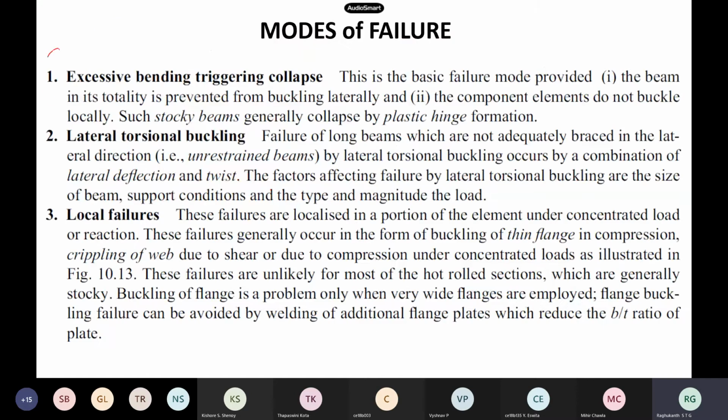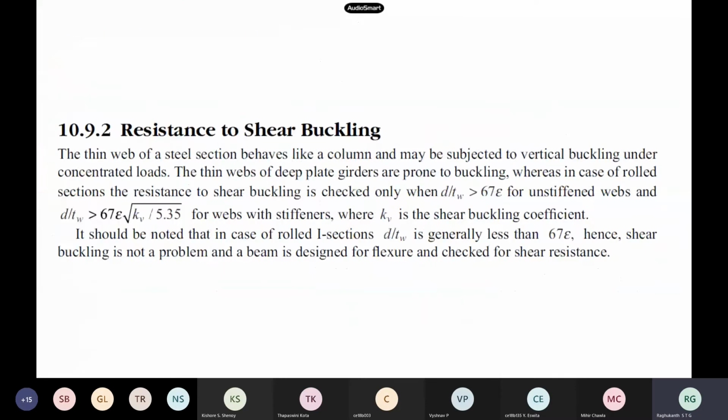Now, we have discussed excessive bending, then lateral torsion. The last mode is the local failures, the small things like web buckling. The first one is shear buckling. For ordinary beams it is not so important, they will never buckle in shear, but this becomes very important for plate girders. We will see that later.